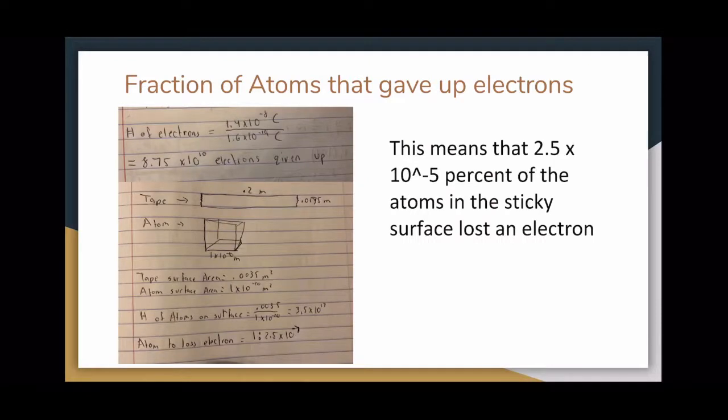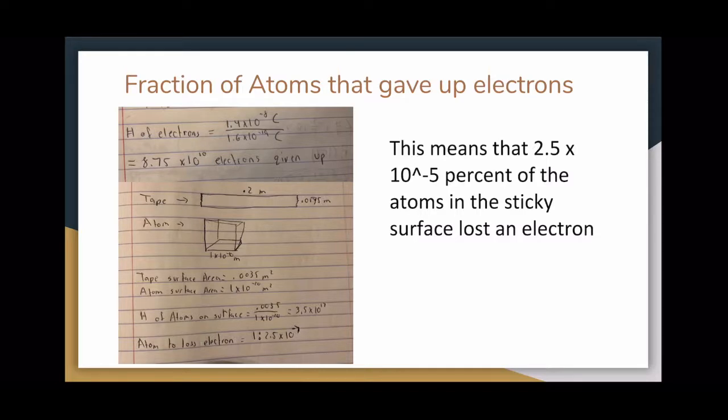Basically, once I set those equal, I found that the excess charge was 1.4 times 10 to the negative 8. To calculate the fraction of atoms that gave up electrons, first I had to calculate the number of electrons that were given up. So I just divided the excess charge by the charge of an electron, and I got 8.75 times 10 to the 10th.